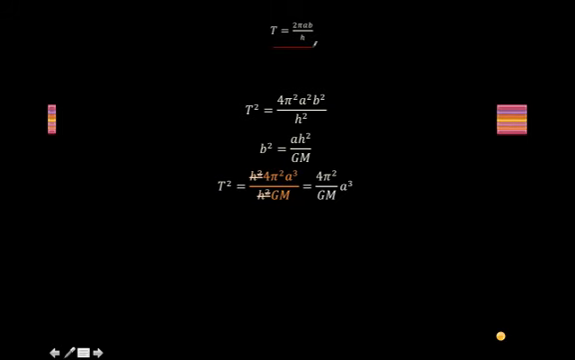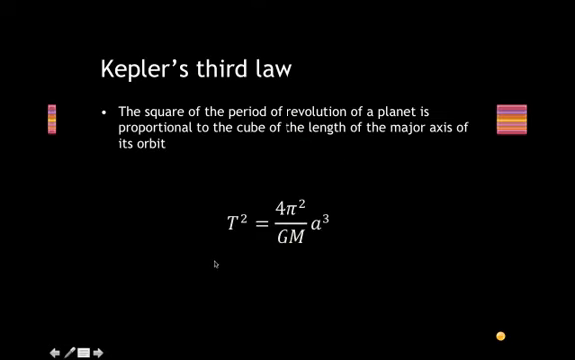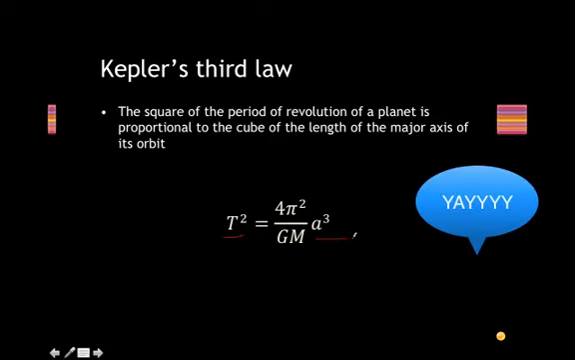Coming back to the period, which we defined as 2 pi ab over h, if we square it, we get this value right here. We recognize b squared, just multiplying the a over to the other side, as a h squared over GM. And if we substitute that b squared in over here, we get this right here. And this is what we wanted to prove for Kepler's third law. So now we have shown that T squared is proportional to a cubed.